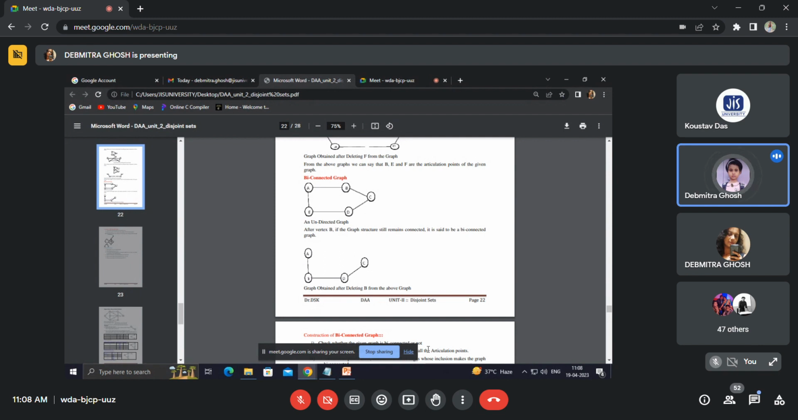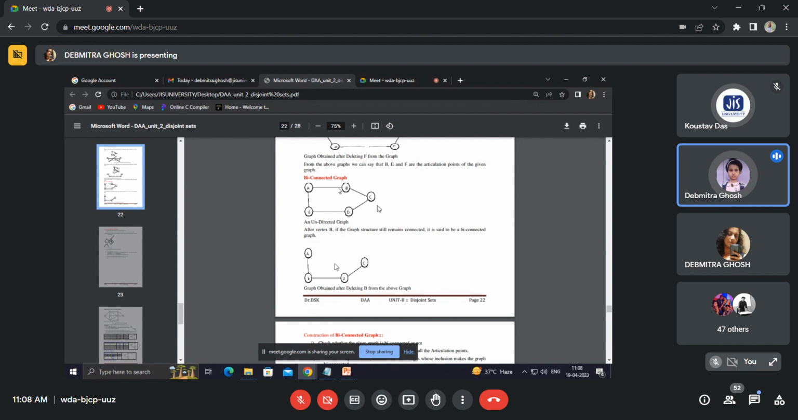All the vertices are connected to another vertex. The degree is always 2. Two adjacent connections with it. Each vertex will always have two adjacent vertices with it. So this is a biconnected graph.